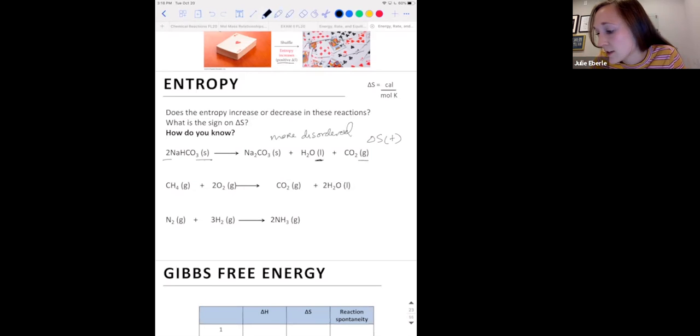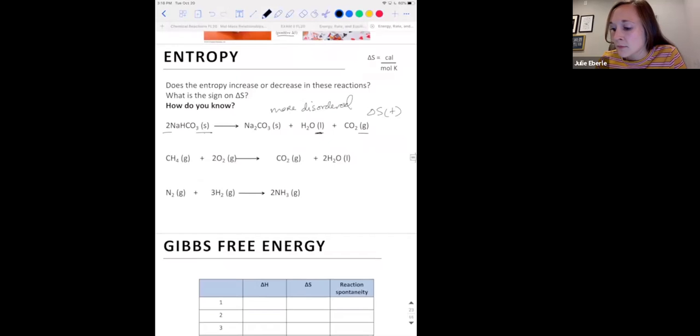Okay, so disorder is increasing, which is why delta S is positive. Entropy is increasing. Okay, let's look at the second reaction. Most people said that delta S is decreasing. Okay, delta S is decreasing, so that we're becoming more ordered in a sense.